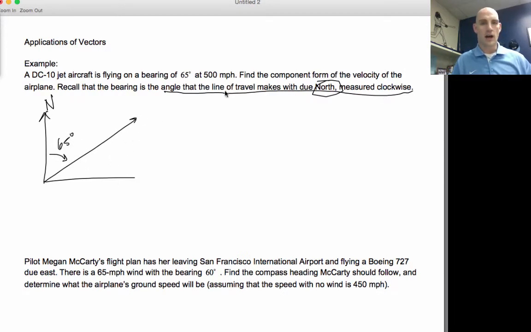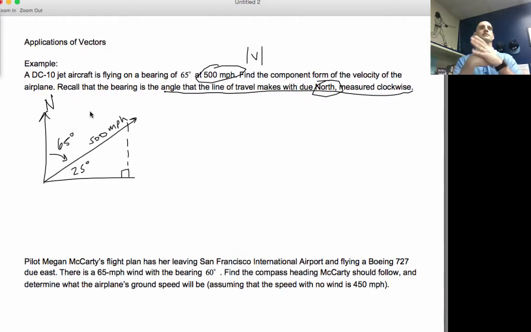And so it's traveling at 500 miles per hour. This is the magnitude of the vector. So this is 500 miles per hour, which means that this down here is my theta, right? Because really I'm measuring this right here. I've always got to measure it with that x-axis, right? Those reference triangles that we've been talking about so much. And so if I'm trying to find the component form, I want something that looks like this: magnitude of v cosine of theta, magnitude of v sine of theta.